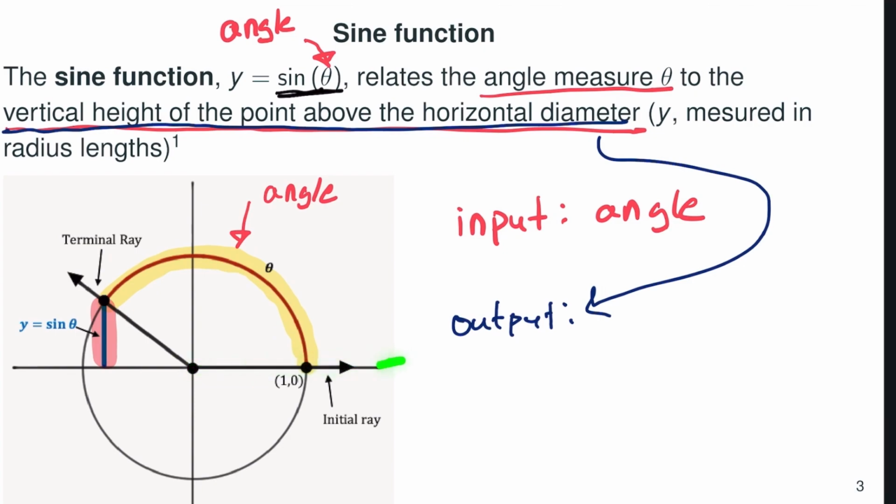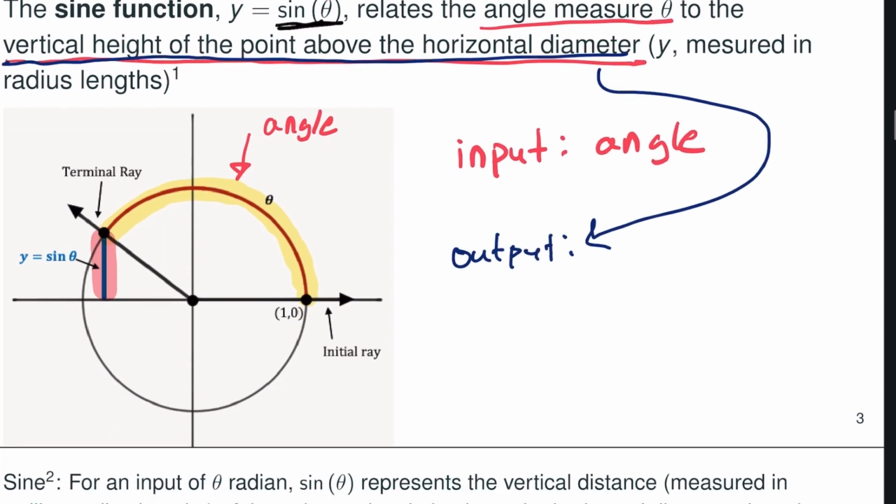Here we have the initial ray and the terminal ray. What is the vertical distance from the horizontal diameter to the terminal ray's position? This is the sine of that angle. So this is kind of an overview. Let's look at a specific definition of what the sine function is.